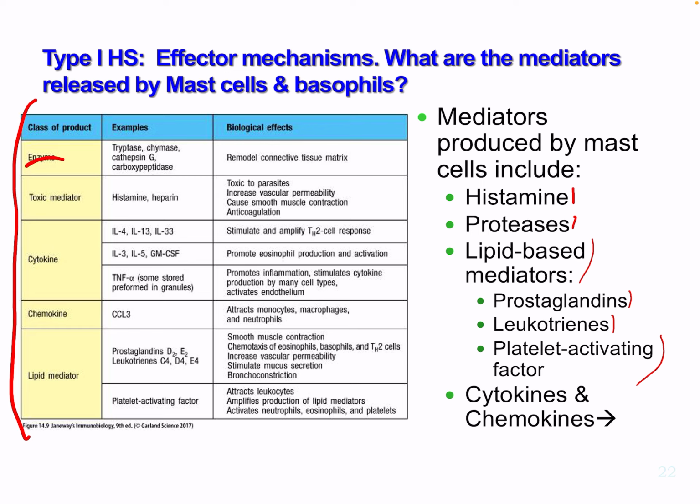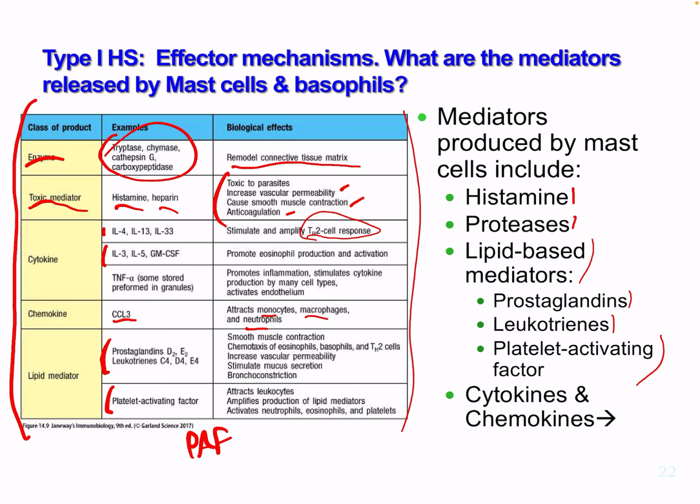So we have enzymes, including all these, which can help remodel the connective tissue matrix. Toxic mediators such as histamine and heparin, which is toxic to parasites, but can increase vascular permeability, cause muscle contraction, and cause anticoagulation. Certain cytokines, so we have a bunch of different cytokines here. Again, we can further stimulate that Th2 cell response. Chemokines such as CCL3 attract monocytes, macrophages, and neutrophils, which causes further inflammation. Then we have lipid mediators such as prostaglandins and leukotrienes, and our platelet activating factor, or PAF. And again, if you want to recap these functions, I recommend reading this again.